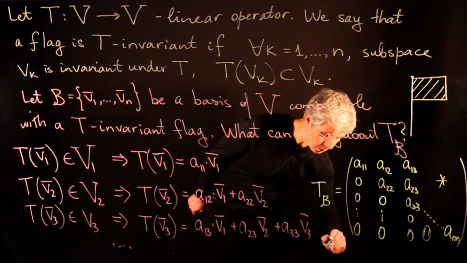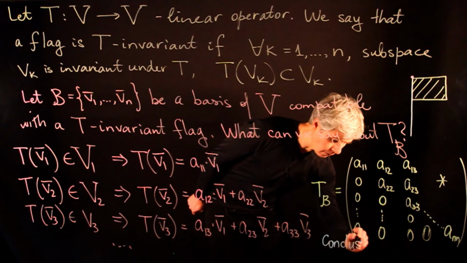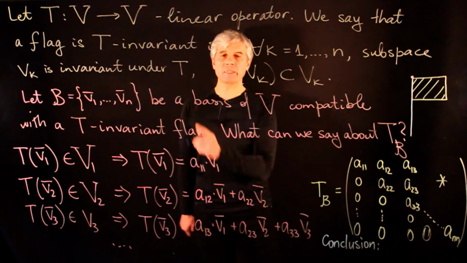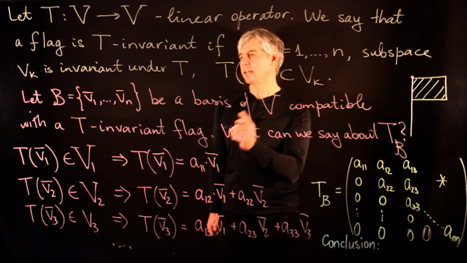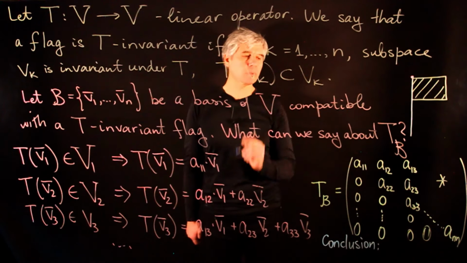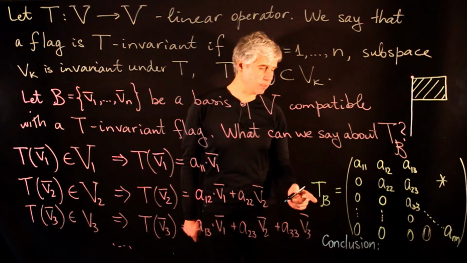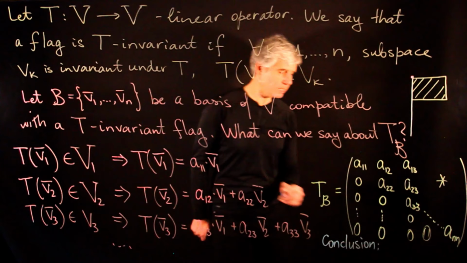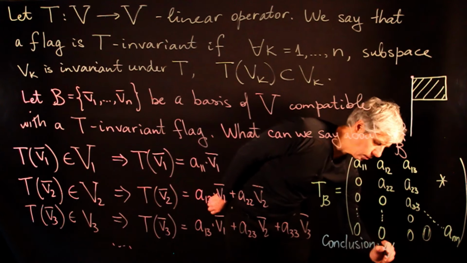So our conclusion is that if we have a linear operator with an invariant flag, and we take a basis which is compatible with this T invariant flag, then the matrix of this linear operator with respect to this compatible basis is upper triangular.